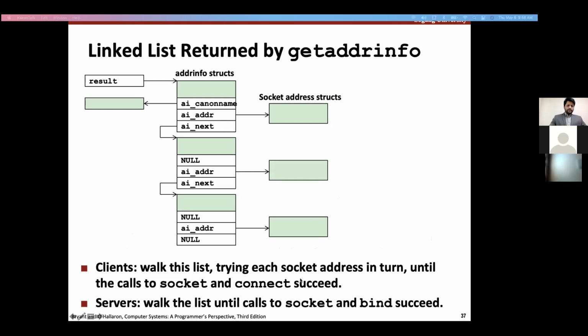After a client invokes getaddrinfo, it walks this list trying each socket address in turn until the calls to socket and connect succeed, and the connection is established. Similarly, a server tries each socket address on the linked list until the calls to socket and bind succeed, and the descriptor is bound to a valid socket address.